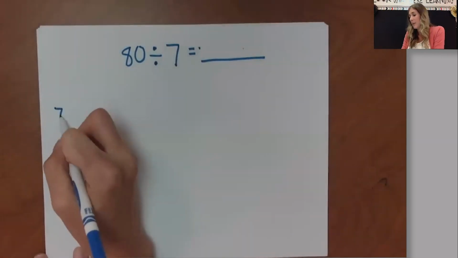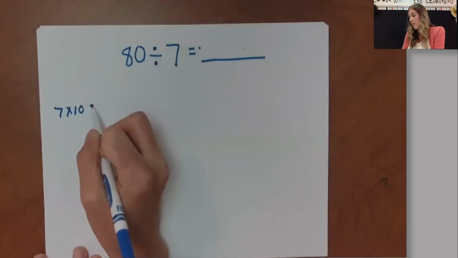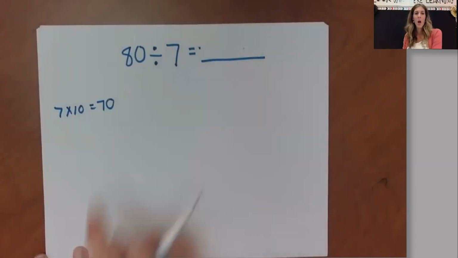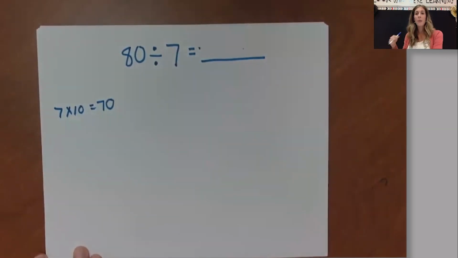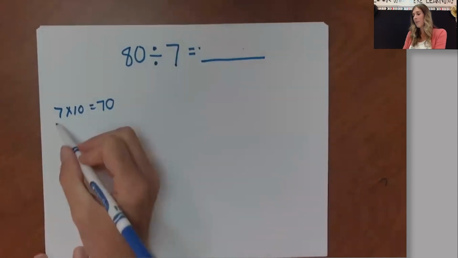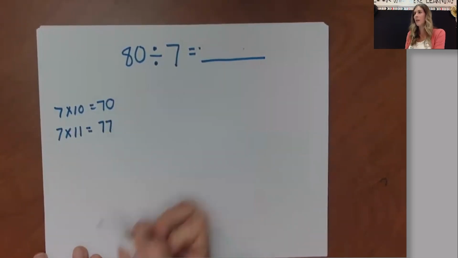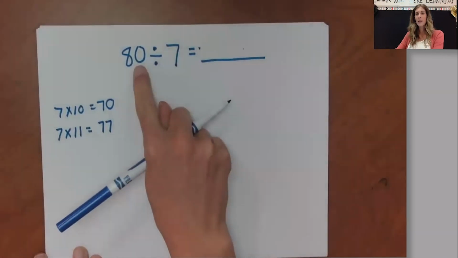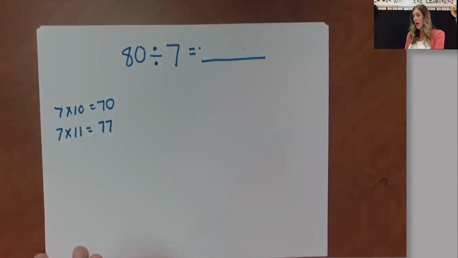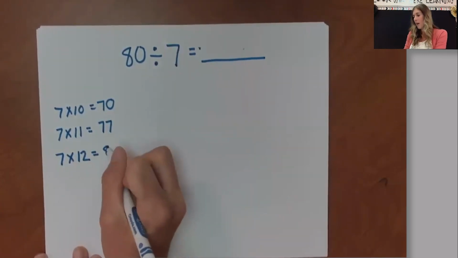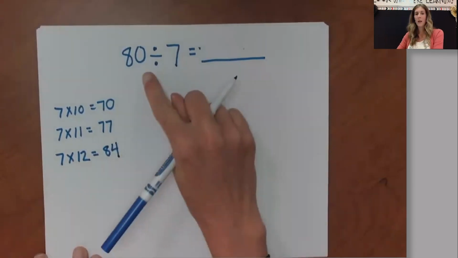I know 7 times 10 is 70. That's pretty close to 80, but not quite. So I'm going to keep going up with my facts from there. I know 7 times 11 is 77. Still not quite the 80 people. And I know that 7 times 12 is 84.